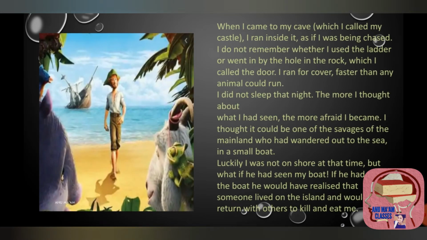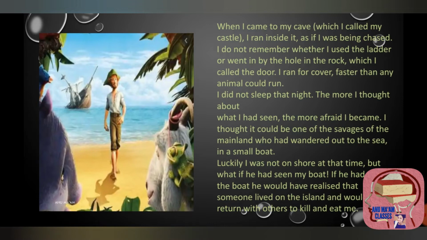Then, when I came to my cave, which I called my castle, I ran inside it as if I was being chased. I do not remember whether I used the ladder or went in by the hole in the rock, which I called the door. I ran for cover faster than any animal could run.